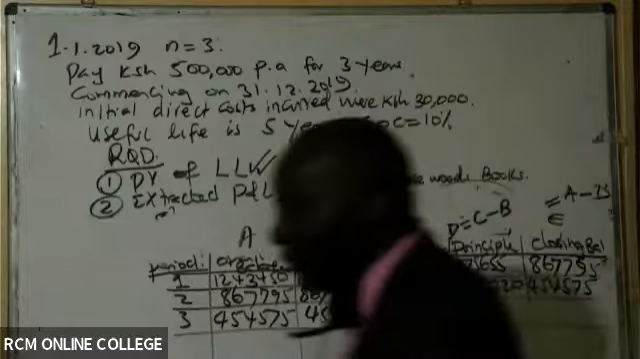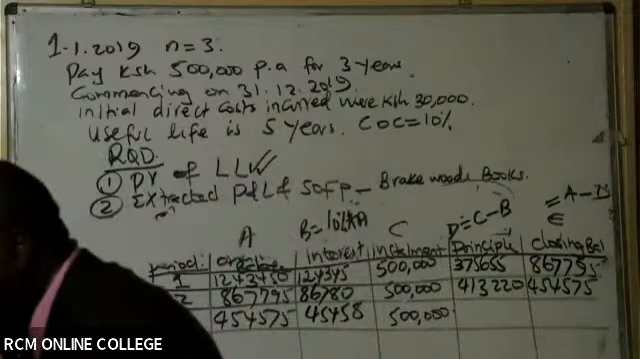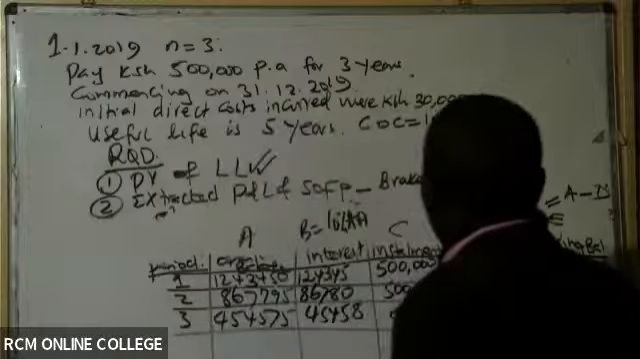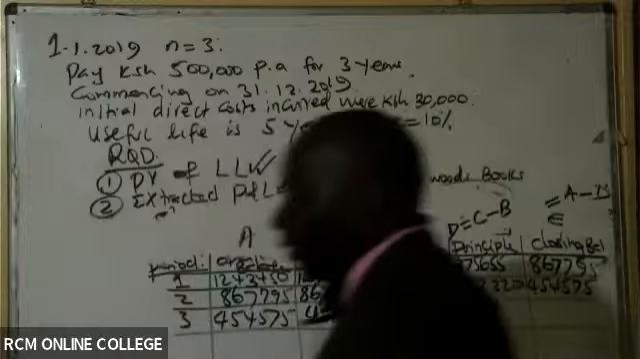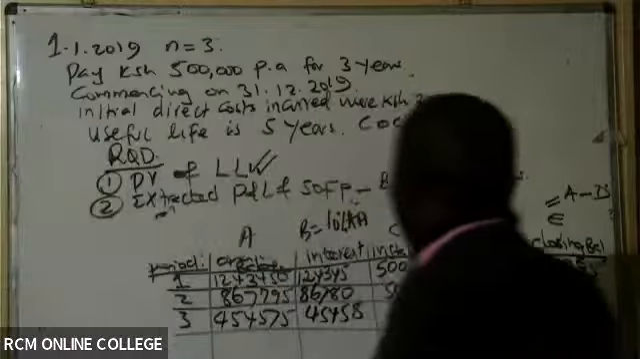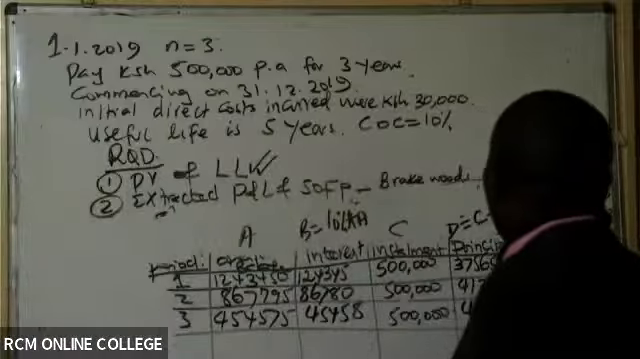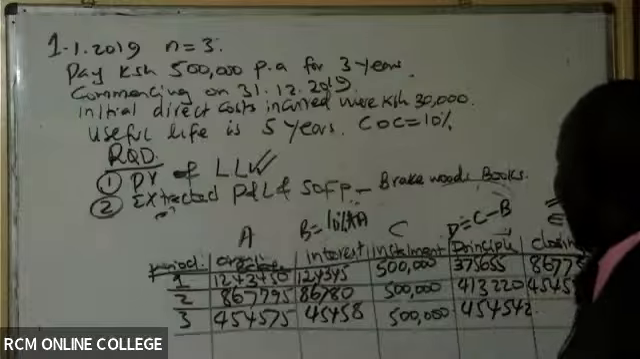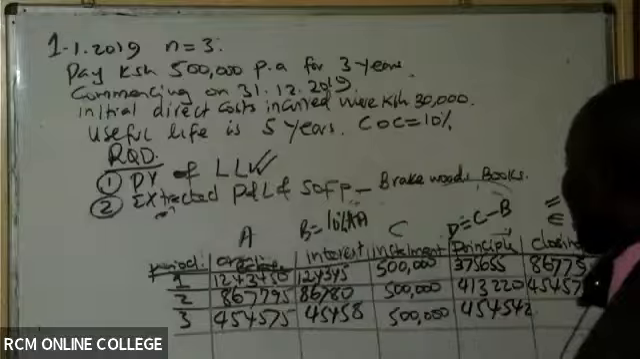How much do we have? So we have here 454,542. And then of course we know that to get the closing balance, ladies and gentlemen, we shall always take what minus what? It is opening balance minus principal.